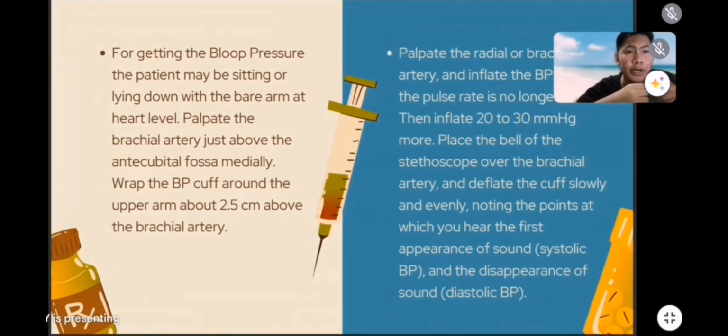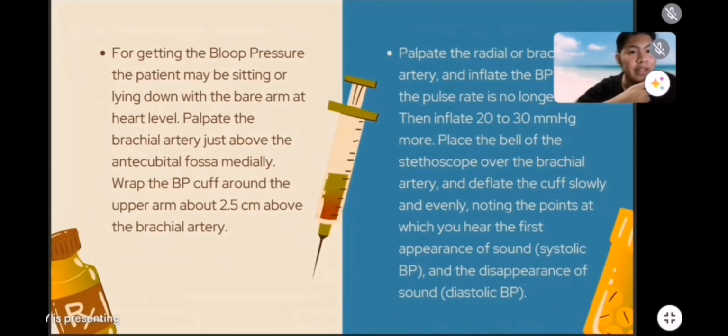For getting the blood pressure of your patient, the patient must be sitting or lying down with a bare arm at the heart level. Palpate the brachial artery just above the antecubital fossa medially. Wrap the BP cuff around the upper arm about 2.5 cm above the brachial artery. Palpate the radial or the brachial artery and inflate the BP cuff until the pulse is no longer felt. Then inflate 20 to 30 mmHg more.